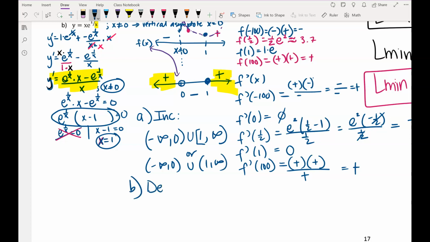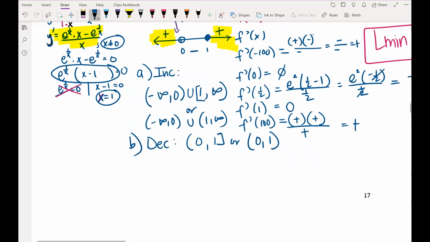Decreasing is when f prime is negative, and it's going to go from 0 to 1. Do not use a bracket at 0. Big no-no, because f of 0 doesn't even exist. You can use a bracket at 1, or you can use parentheses at 1.